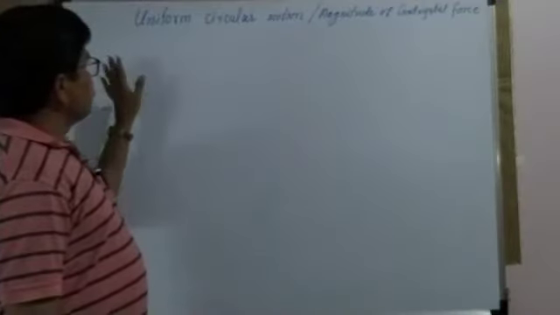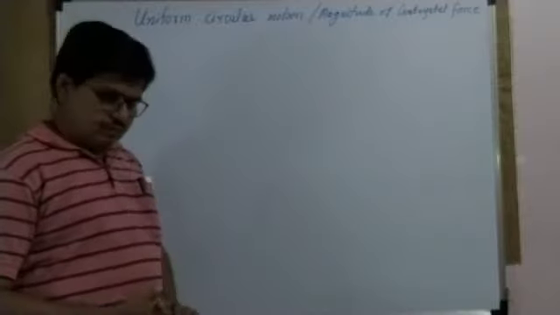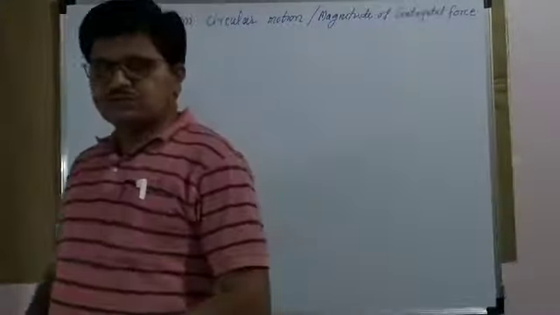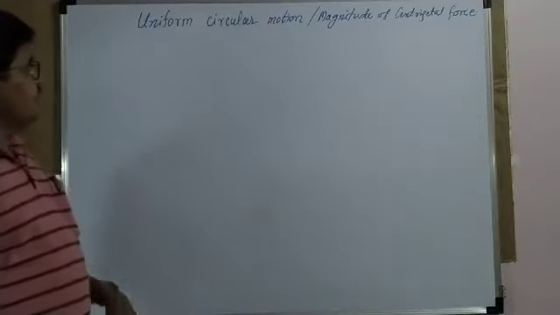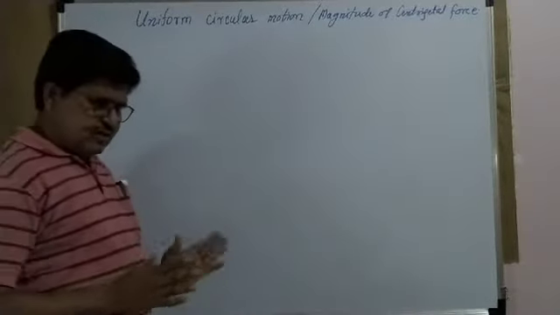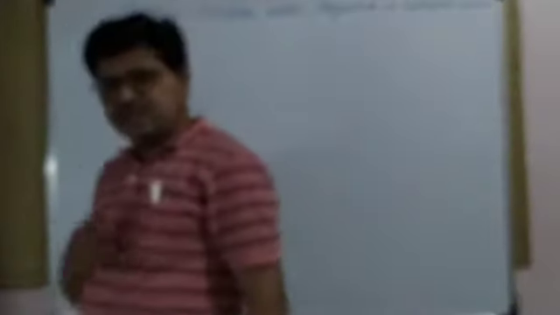In this period we discuss the uniform circular motion and the magnitude of the centripetal force. Last year you studied uniform motion. A body that covers equal distance in equal intervals of time is known as uniform motion. Here you can consider linear motion: a body covers equal distance in equal intervals of time in a straight line.